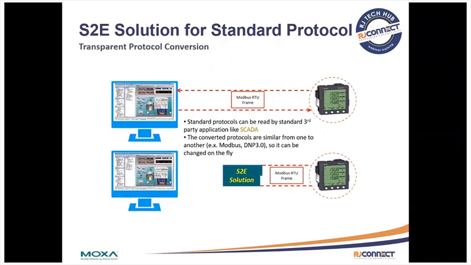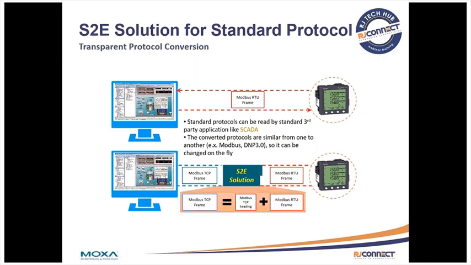If we look at a standard protocol solution, a typical Modbus frame can be used by some SCADA systems using third-party applications or drivers to read the Modbus serial data. But in some cases, we want to convert that serial-based protocol to an Ethernet-based protocol. So in this scenario, we use a Modbus RTU frame, and we want to convert it to a Modbus TCP frame. And how we do that is we typically take the Modbus TCP header and add it to the Modbus RTU frame to make a Modbus TCP frame.